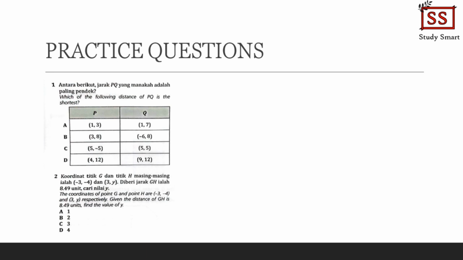Okay, this is very important. You can do it together with me. Okay, the first question. Which of the following distance of point PQ is the shortest?